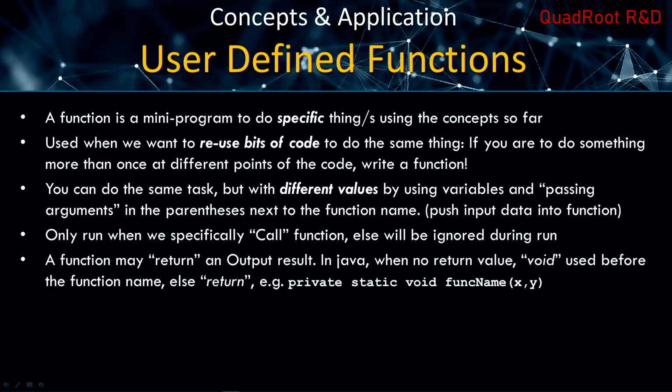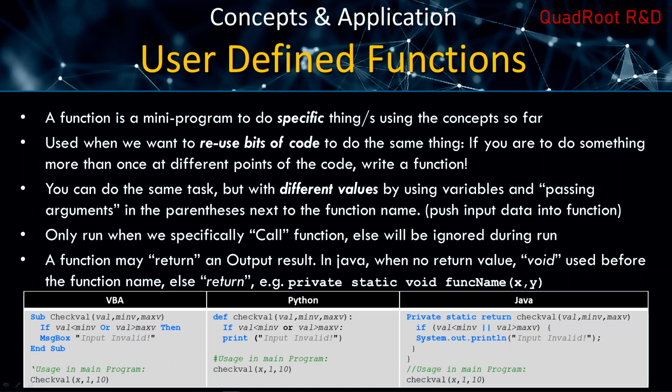So in the example, private static void function name xy. Now x and y are the inputs to the function. Void is saying that we are not expecting an output. But if you omit the word void, and if you replace it with return, well, you don't even have to use the word return. If the void is not there, then it expects a return.